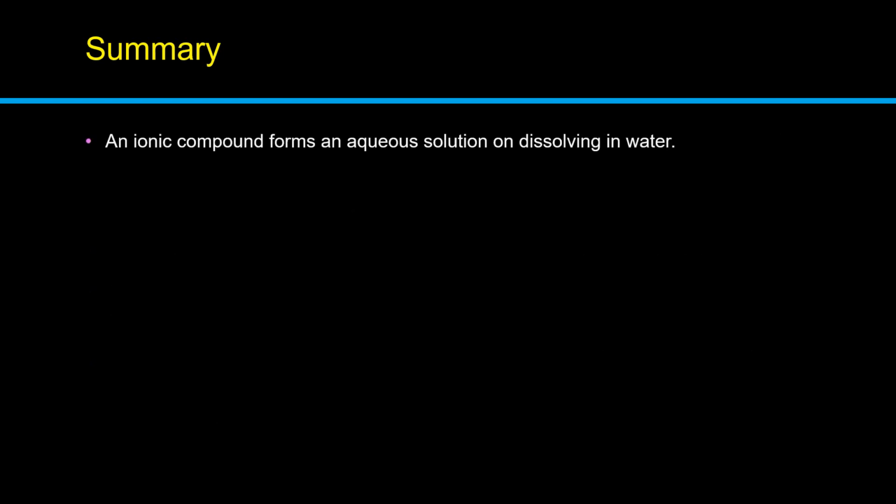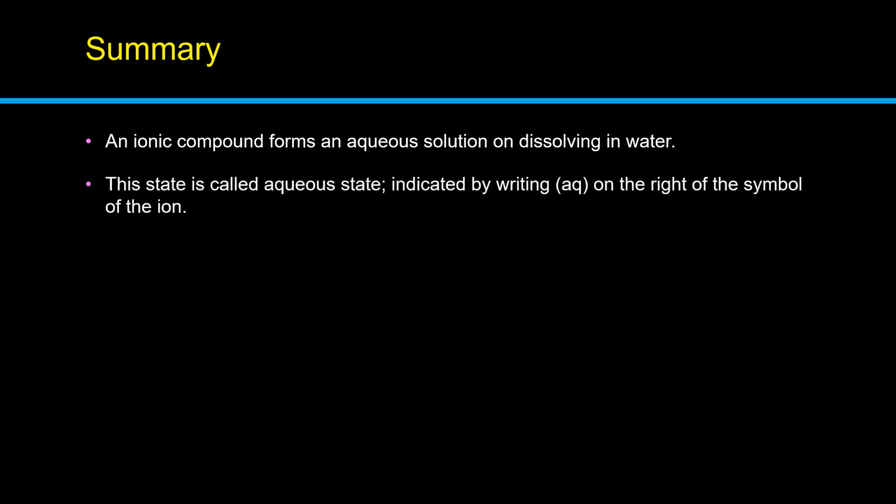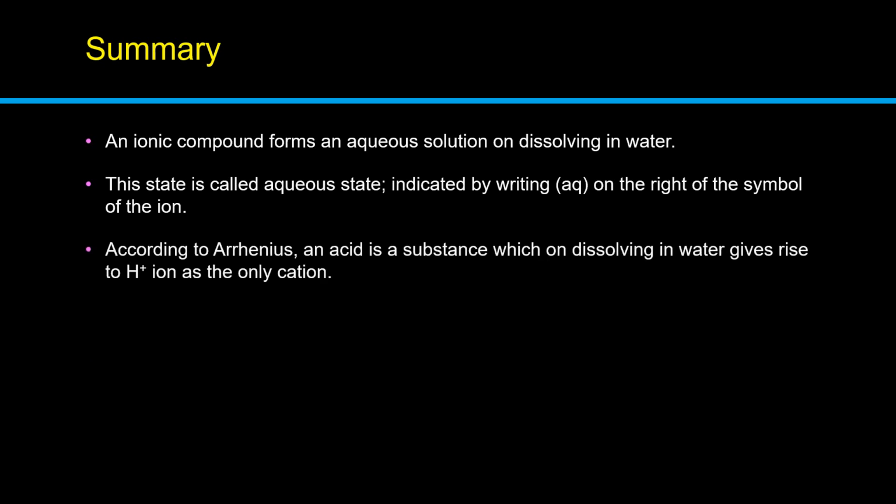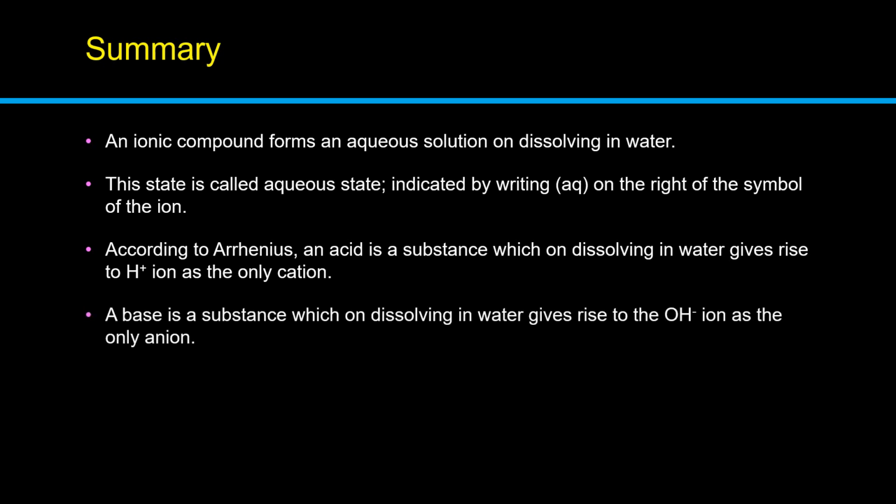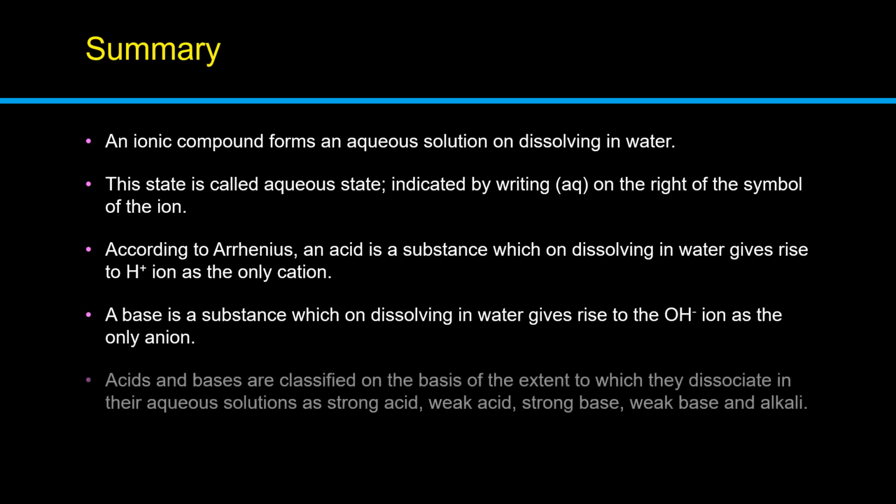An ionic compound forms an aqueous solution on dissolving in water. This state is called the aqueous state. It is indicated by writing aq within brackets on the right of the symbol of the ion. According to Arrhenius, an acid is a substance which on dissolving in water gives rise to H plus ion as the only cation, and a base is a substance which on dissolving in water gives rise to the OH minus ion as the only anion.